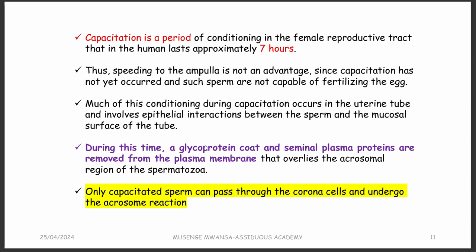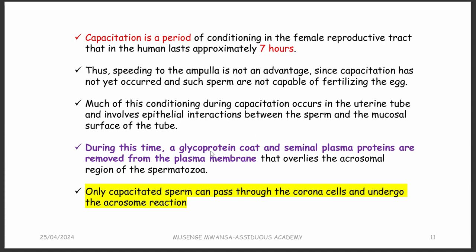During this period, a glycoprotein coat and seminal plasma proteins are removed from the plasma membrane. Because when the sperm is moving from where it is produced in the seminiferous tubules, as it moves through the reproductive system, it is going to mix with a lot of fluids like the seminal fluids, prostate fluids.